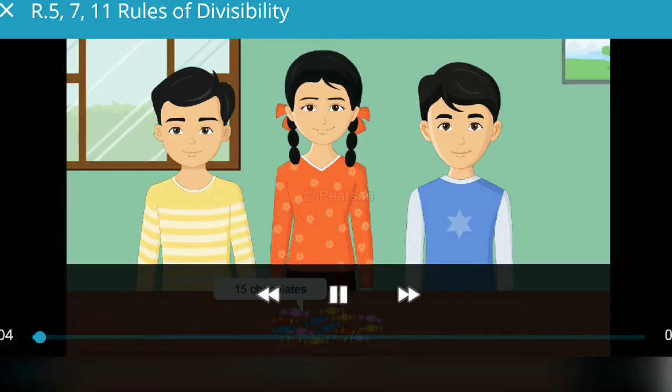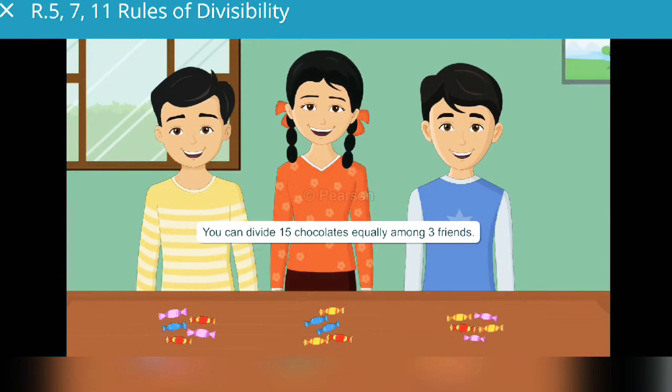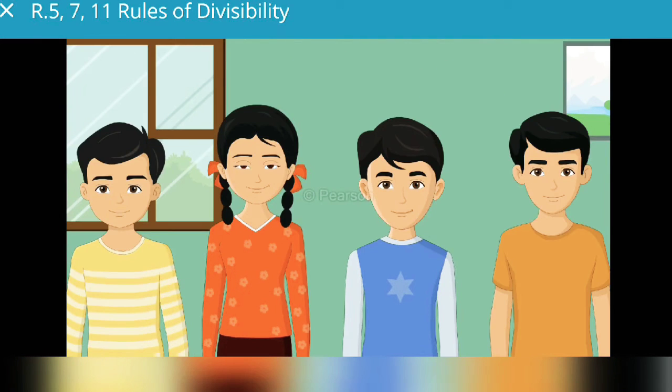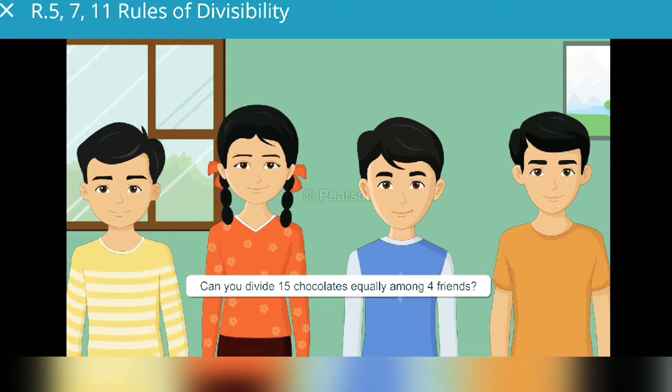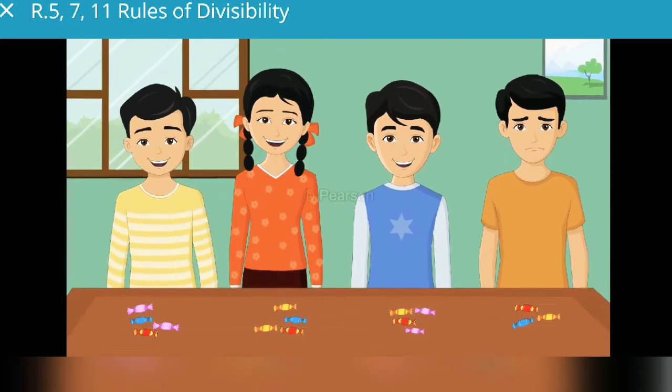You have 15 chocolates. If you divide them equally among 3 of your friends, each one gets 5 chocolates. What if one more friend joins in? Can you divide them equally among 4 friends? You can't. How do we tell?